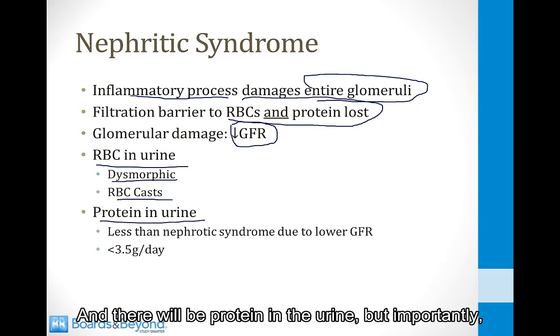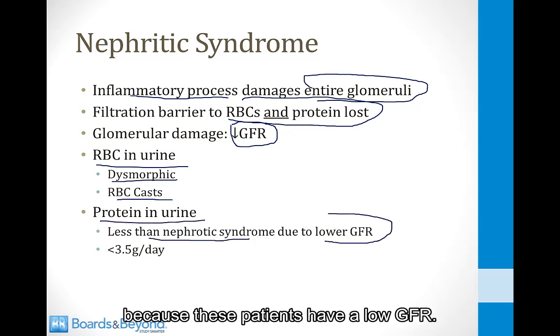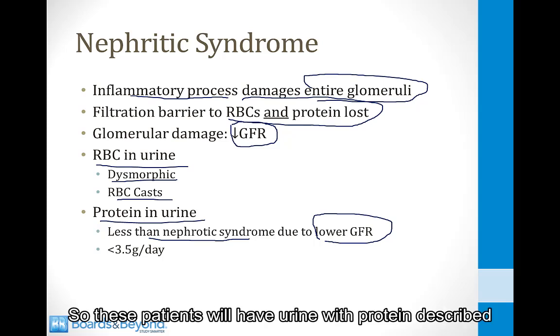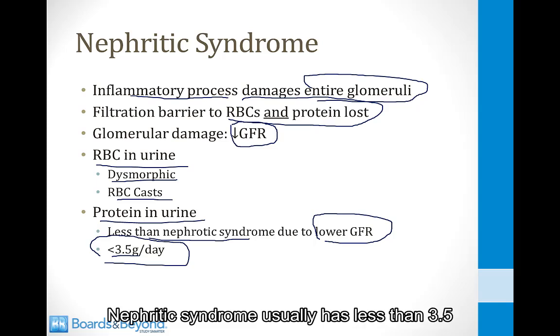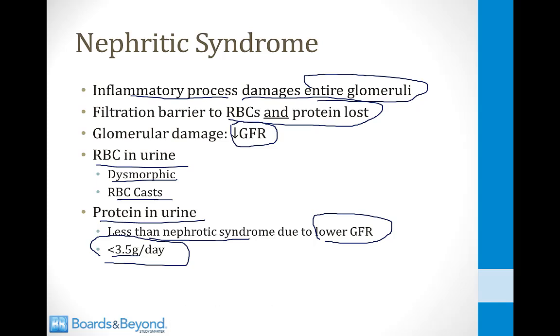And there will be protein in the urine, but importantly, it's less than nephrotic syndrome. Because these patients have a low GFR, they don't excrete as much protein per day as patients with the nephrotic syndrome. So these patients will have urine with protein described as less than 3.5 grams per day. That number, 3.5, is a key number. Nephritic syndrome usually has less than 3.5, and nephrotic usually has more than 3.5.